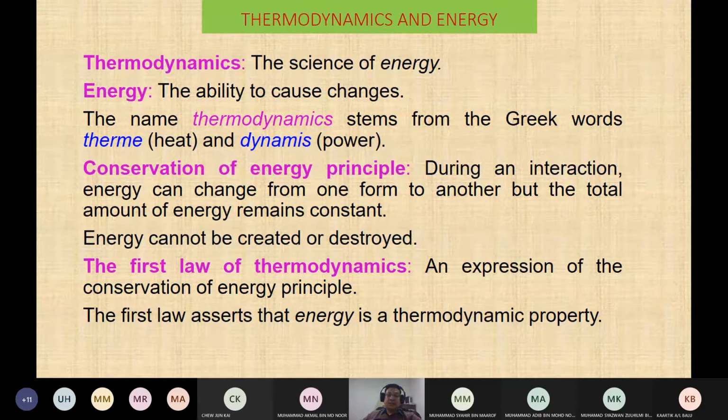Maybe from mechanical, we try to move something from position A to position B, or we change the temperature by using energy. So what is the conservation of energy principle? During an interaction, energy can change from one form to another, but the total amount of energy remains constant. When we transform from one kind of energy to another form, we maintain the amount of energy.